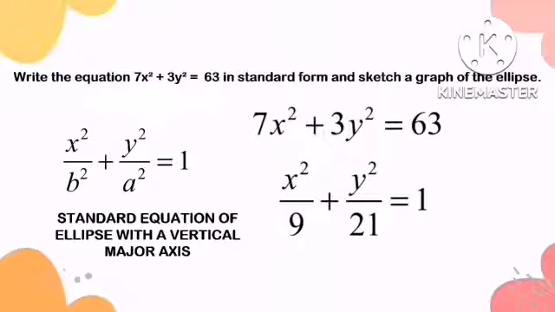Write the equation 7x squared plus 3y squared is equal to 63 in standard form and sketch a graph of the ellipse. To transform this particular equation, let's divide both sides by 63. 7x squared all over 63 would be x squared all over 9. 3y squared all over 63 is equal to y squared all over 21. 63 divided by itself is equal to 1. So our simplified standard equation would be x squared all over 9 plus y squared all over 21 is equal to 1.